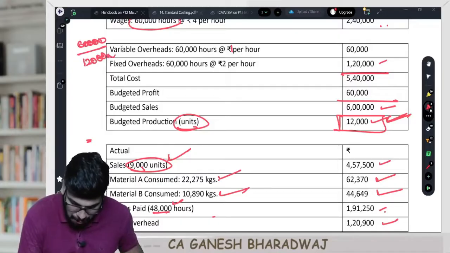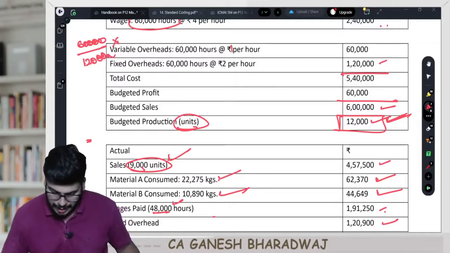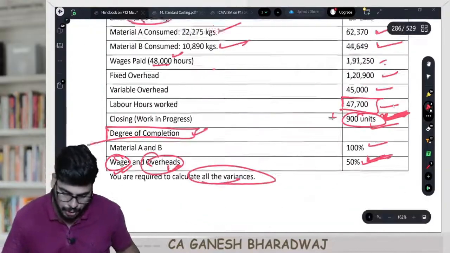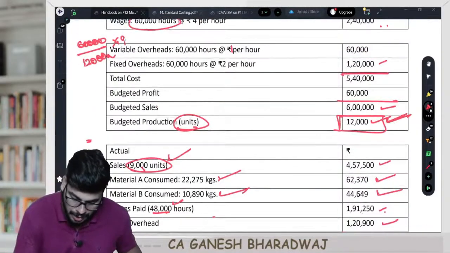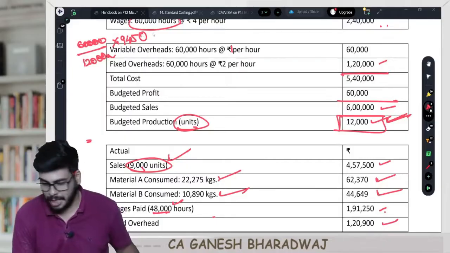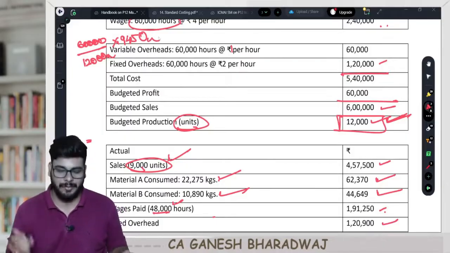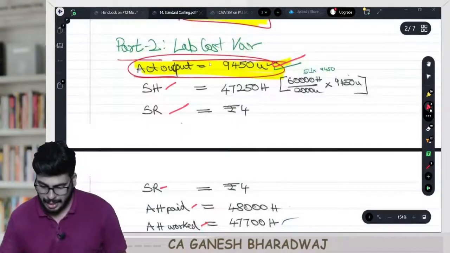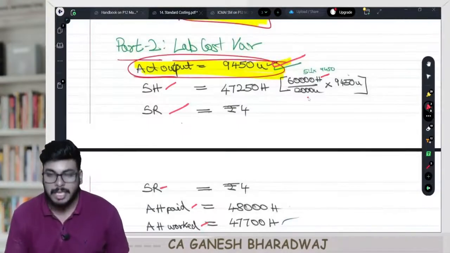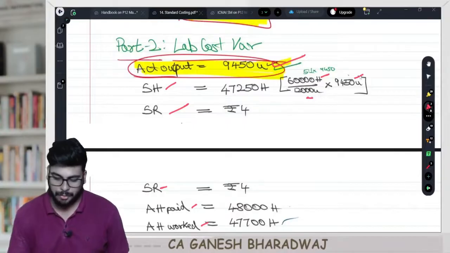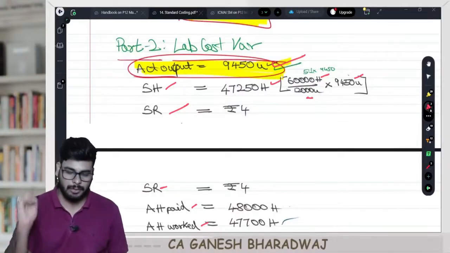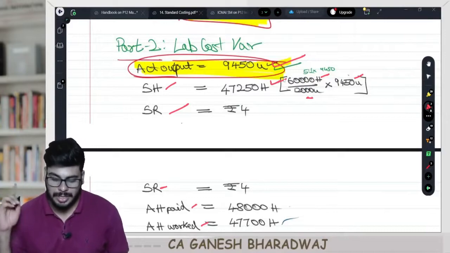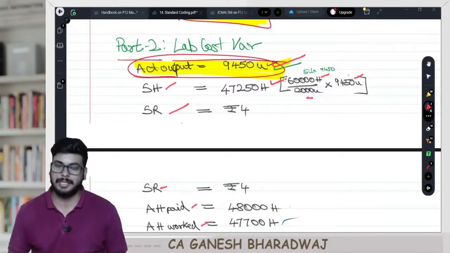So I can take 60,000 hours to get an output of 12,000 units. But for me to actually get an output of 9450, how many hours should I have taken? This is called standard hours. Clear with this, guys? This is the calculation: 60,000 hours upon 12,000 units into 9450. So for you to achieve an actual output of 9450 units, you should have taken 47,250 hours. Clear with this, guys?